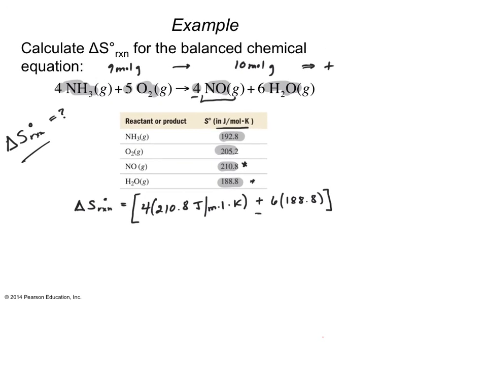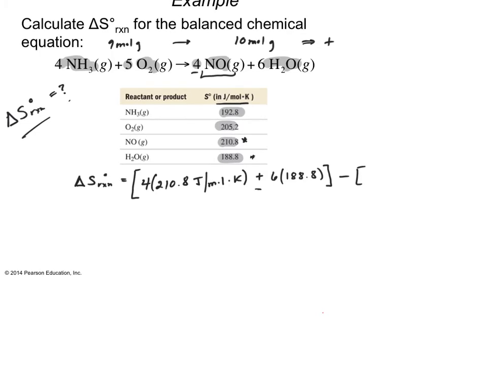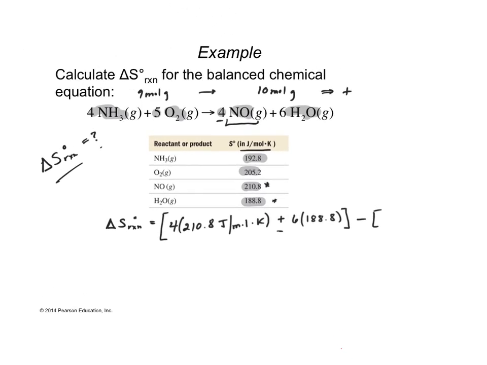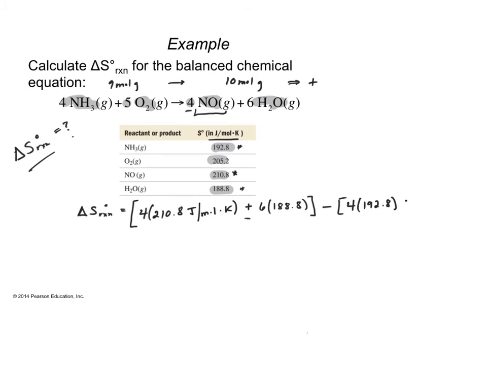Now from that, I am going to be subtracting the exact same thing for my reactants. So for my reactants, I have ammonia. I have 4 of them, so 4 times the standard molar entropy of ammonia, which is 192.8. And again, I'm going to add to that 5 times the standard molar entropy for oxygen, which is 205.2.